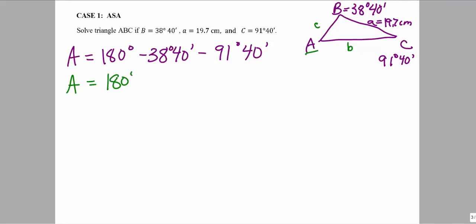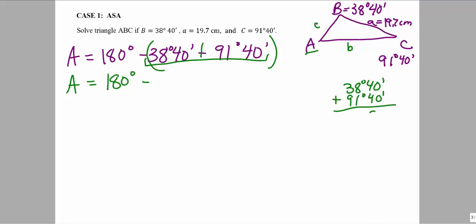Since we're working with degrees and minutes, I suggest that we add these two angles together and then subtract from 180. So we're going to add these together and then subtract from 180. So let's come to the side: 38 degrees 40 minutes plus 91 degrees and 40 minutes. We're going to sum these two together. We get 80 minutes and we get 129 degrees.